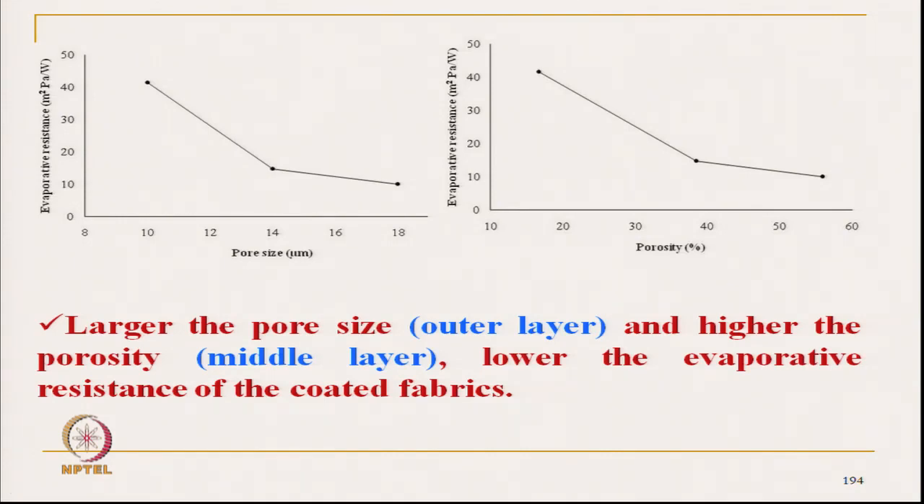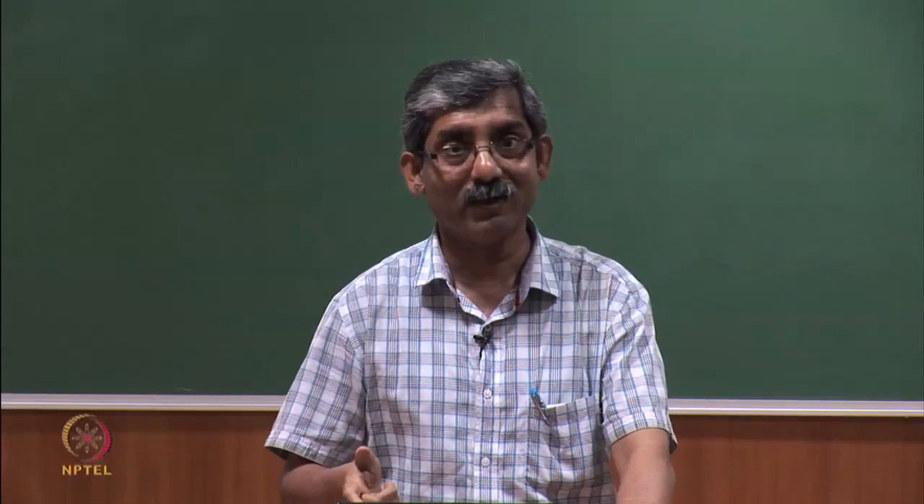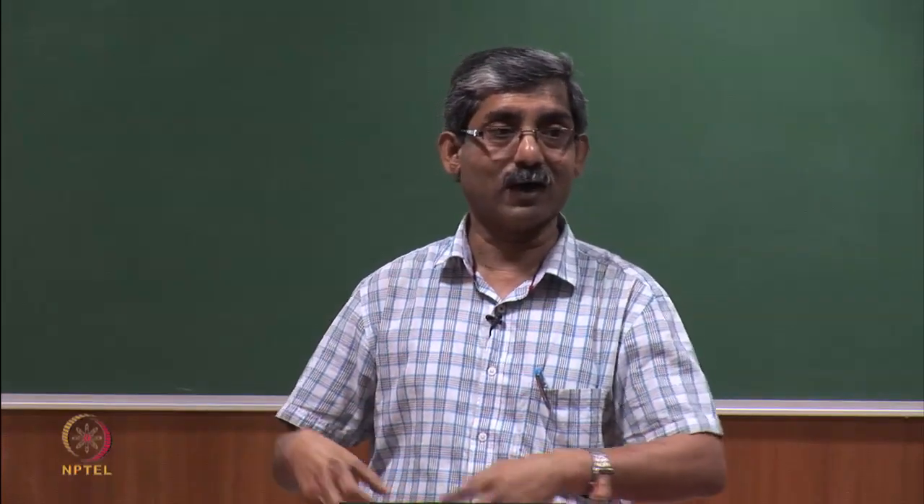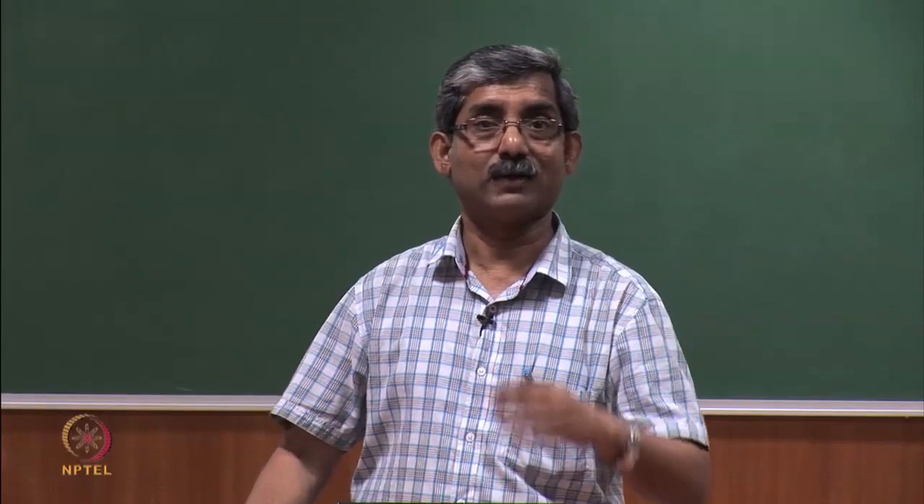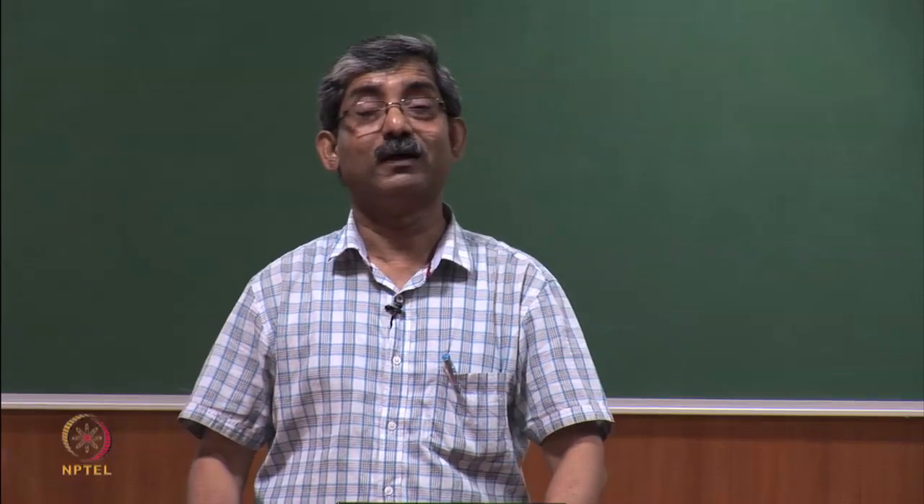So, if we have to reduce the evaporative resistance in multilayer clothing, for better flow of moisture through the fabric system, we have to use an outer layer with larger pores and a middle layer with higher porosity. So, we can conclude now.